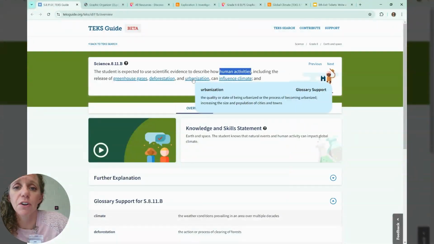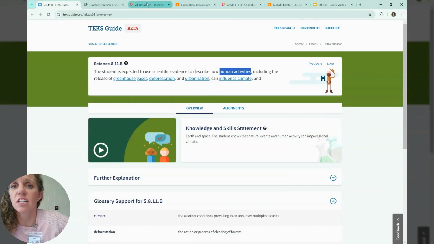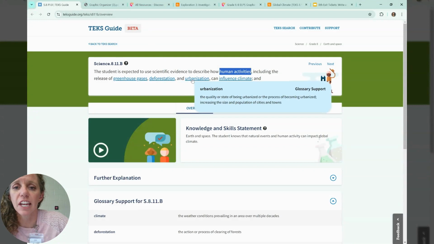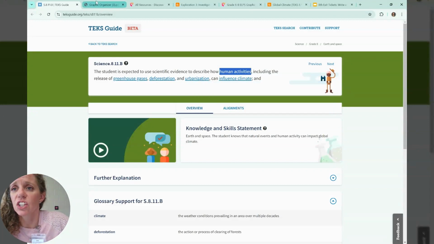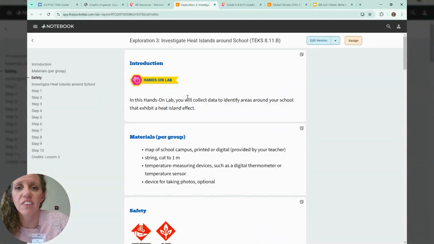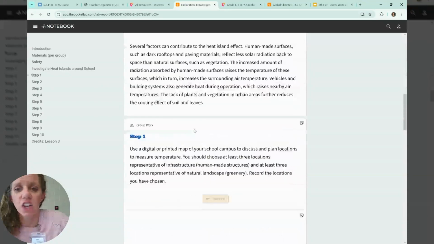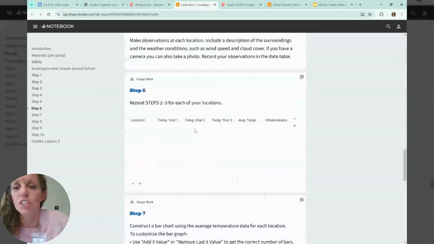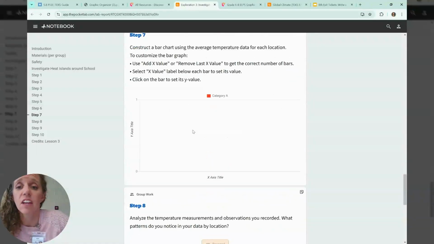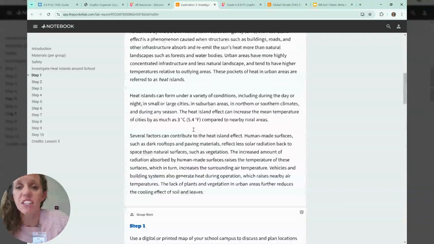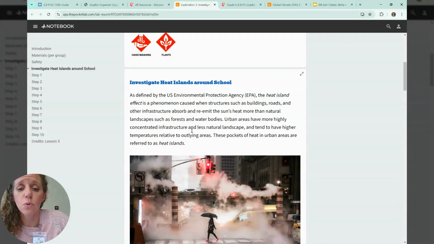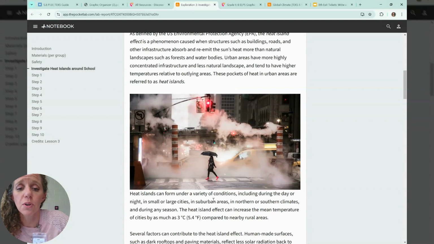And then third, we have urbanization. In urbanization, there is a good activity in HMH that's all about how changing the landscape of our cities can actually increase the temperature of the cities. And it's looking at the schools, so investigating heat islands, and it talks about the blacktop and the asphalt and the different landscapes of a city are going to absorb the heat and the radiation from the sun more than the trees and the grass. Those are going to reflect heat back away from the earth.